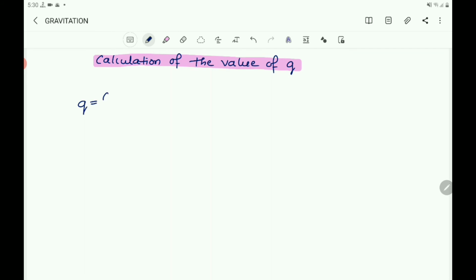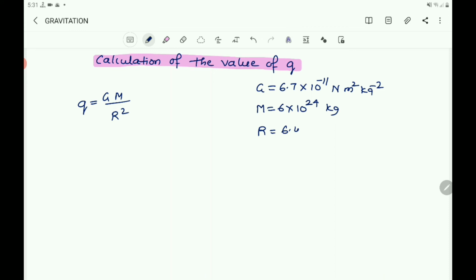g is equal to GM by R square. And you know, G value, that is a constant, 6.7 into 10 power minus 11 N m square kg power minus 2. And mass of the earth is 6 into 10 power 24 kg, and radius of the earth is 6.4 into 10 power 6 meter. Then you substitute the values of G, M and R here.